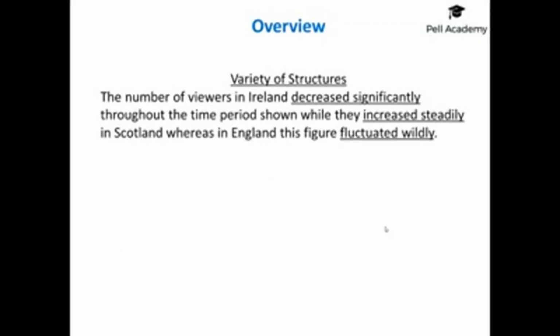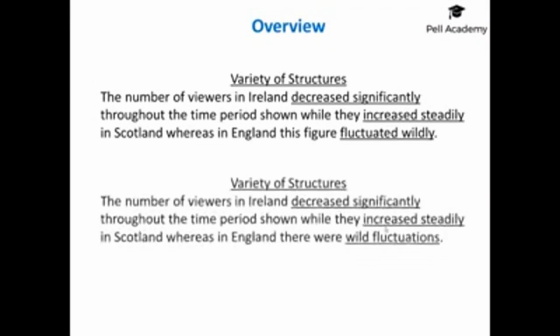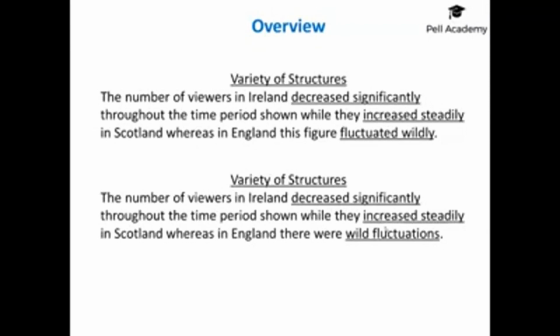But when I was looking at this sentence, my issue is that the variety of structures is very, very similar, and that's not a great way of showing off my grammar. So in Ireland, Ireland increased significantly, they increased steadily in Scotland, and in England this figure fluctuated wildly. So we have verb, adverb, verb, adverb, verb, adverb. That's not really showing what I'm capable of. So I just decided to change the last one, and I've got whereas in England there were wild fluctuations. So I've taken fluctuated and used the noun form, and then I'll just use the adjective with that. So fluctuated wildly becomes there were wild fluctuations.